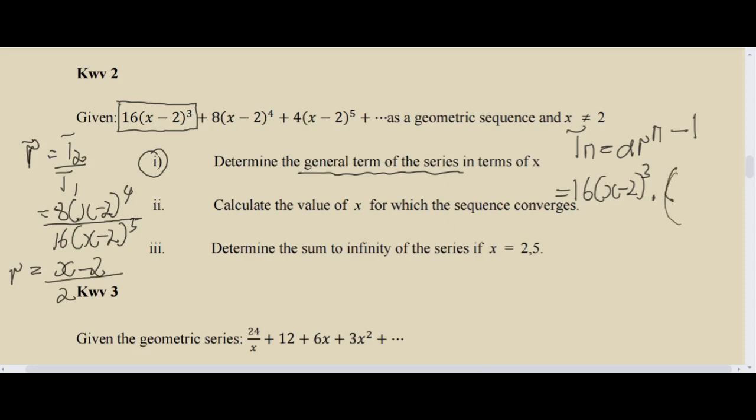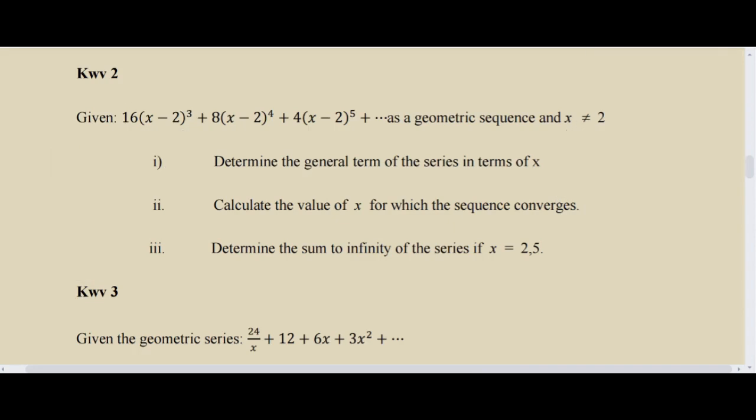Let's substitute it here. That's (x minus 2) over 2, all to the exponent of n minus 1. Okay, that's how we would have our general term in terms of x. So you just leave it like that. Okay, so now let's proceed.